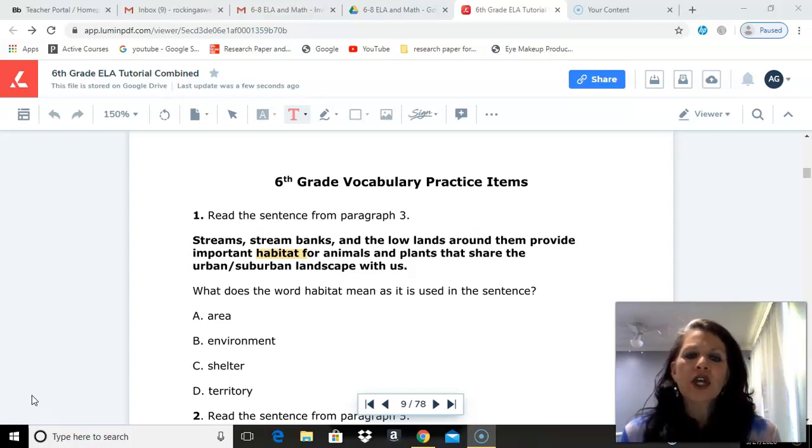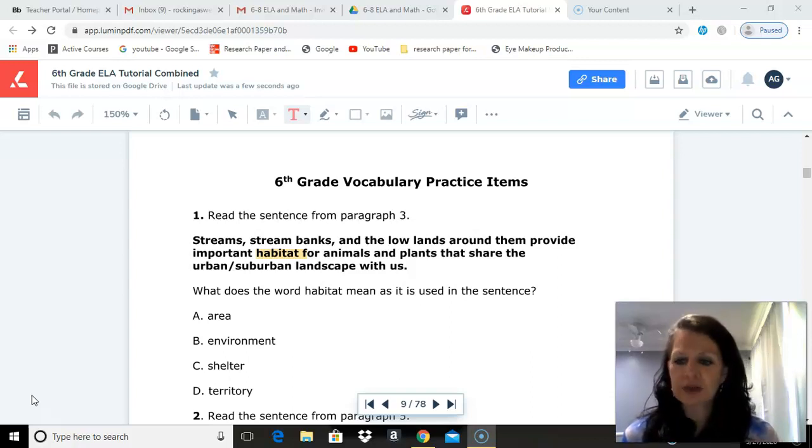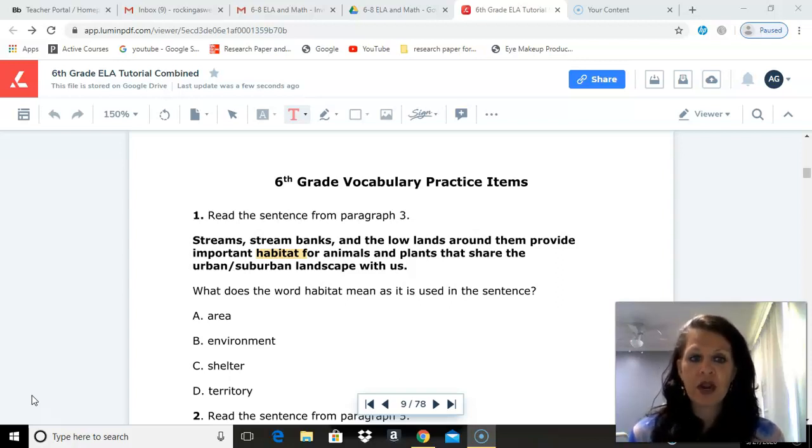So when you have answer choices like A is area, B environment, C shelter, D territory, most of the time, if it's on state test especially, and then sometimes on your practice test, you should have one answer that just does not fit. You think, oh, that can't be it. Then you're going to have two answers that are closely related and then one that is the best answer. So when you look at those answer choices, to me, the word that just jumps out at me and says, this is not the correct answer, is the word shelter. Shelter is one thing that you get from your habitat, but if you go back and look at the sentence, it's talking about streams.